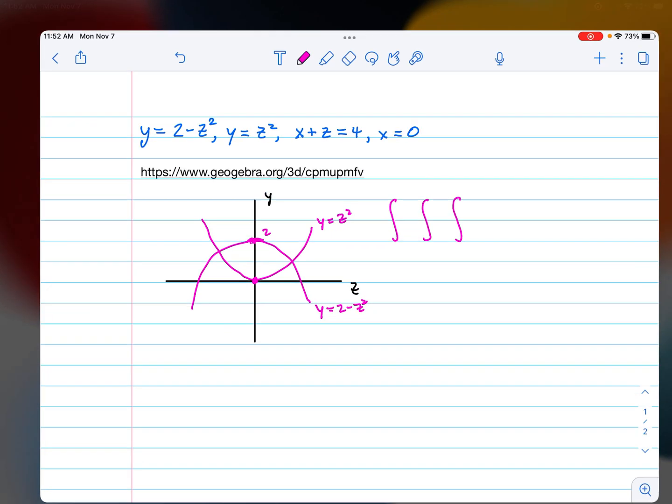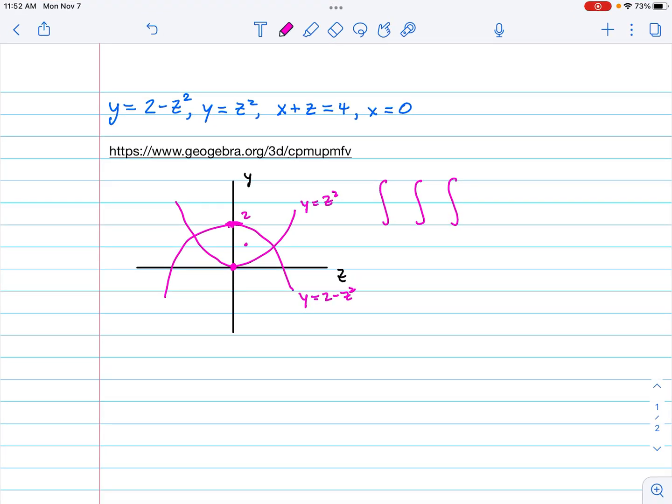What we're going to think about is, if I pick any point in here, any x, any y, any z, what does the x do? Well, the x is going to go from 0 to that plane. Think about it: starting here and coming out of the paper, hitting that plane, we go from 0 to that plane. In other words, x is equal to 4 minus z. This is a straight shot here, 4 minus z.